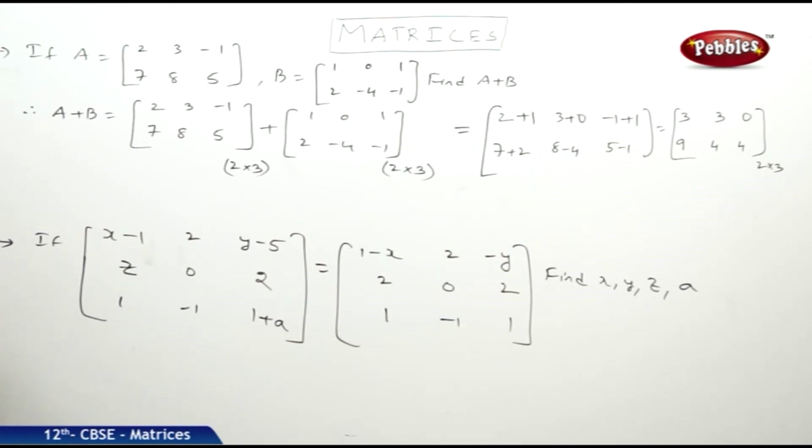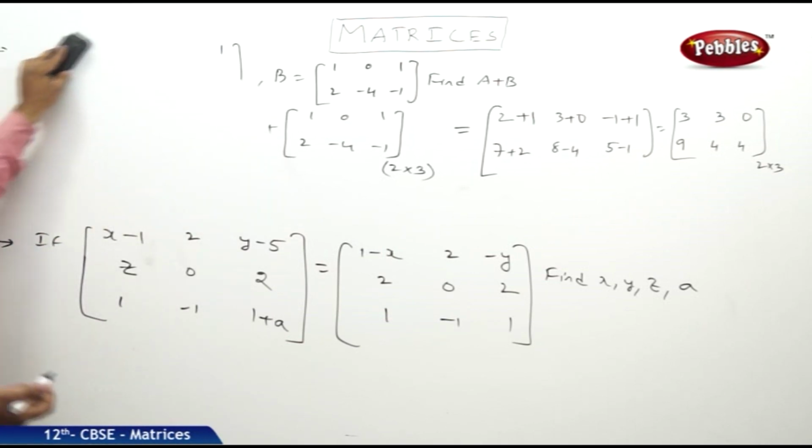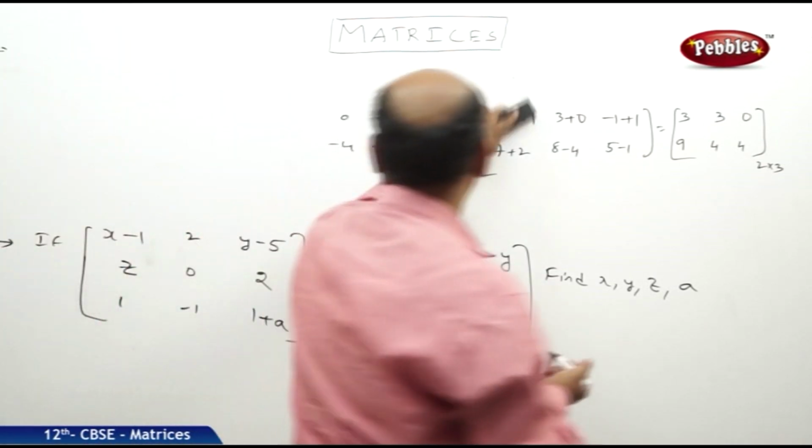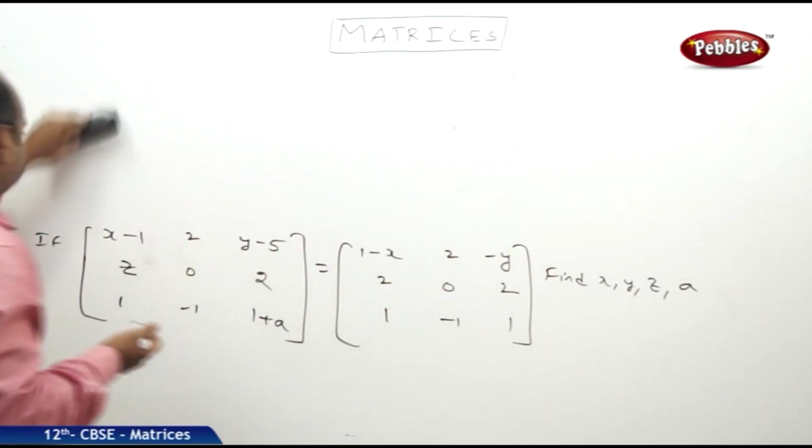Right. Now I am going for equality of matrices. If you observe carefully, I will write the solution above. If you observe carefully here, two matrices are equal. Two matrices are equal means their orders are also the same and their corresponding elements should also be equal. That is the condition given to us.